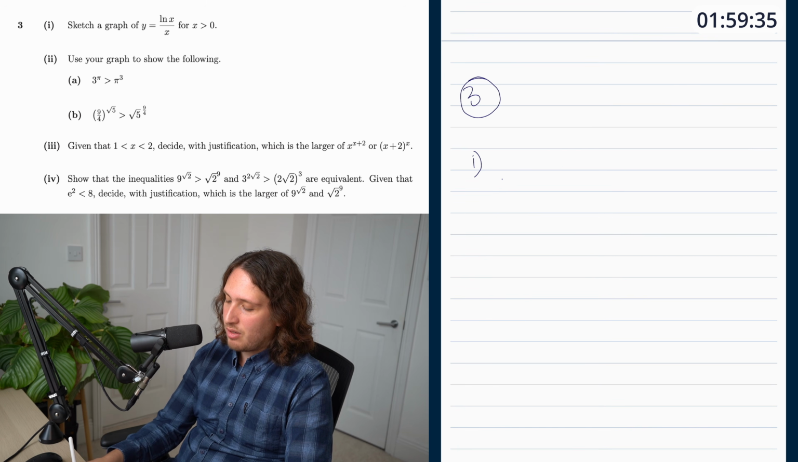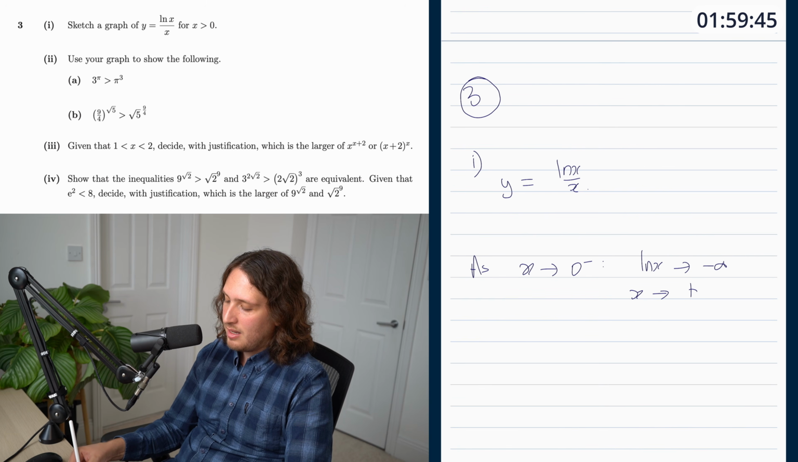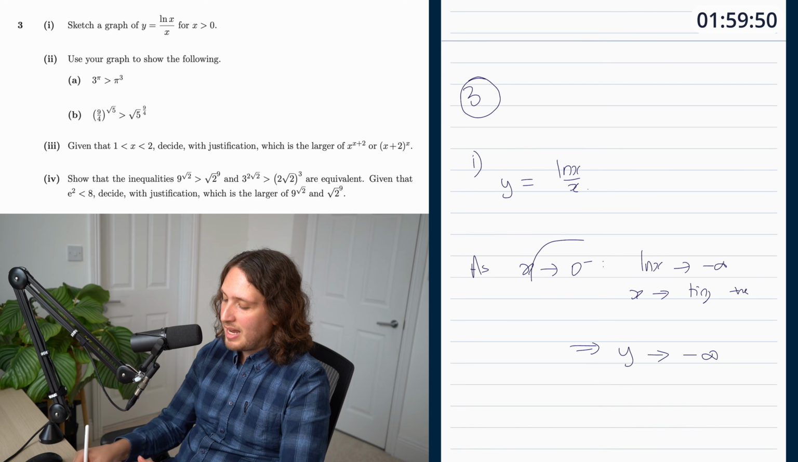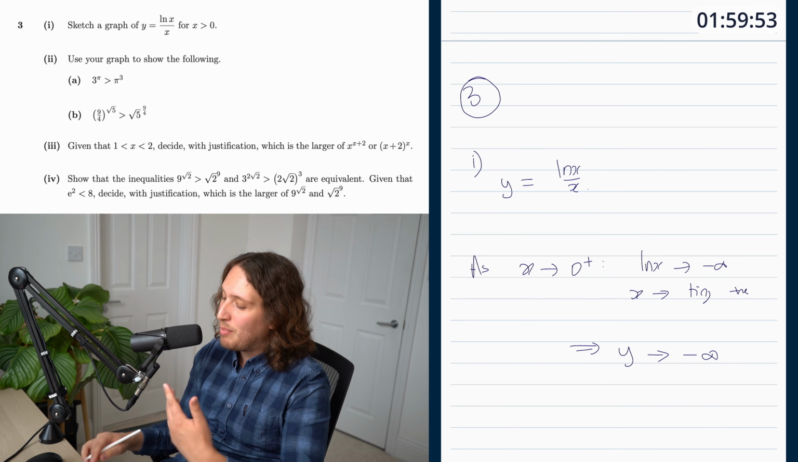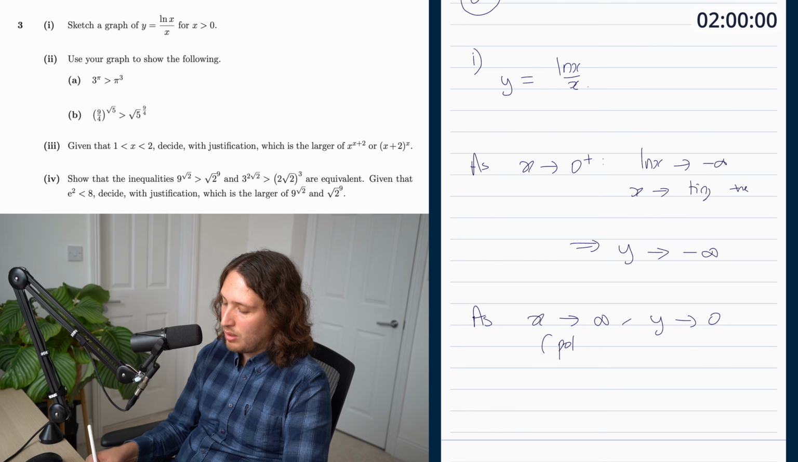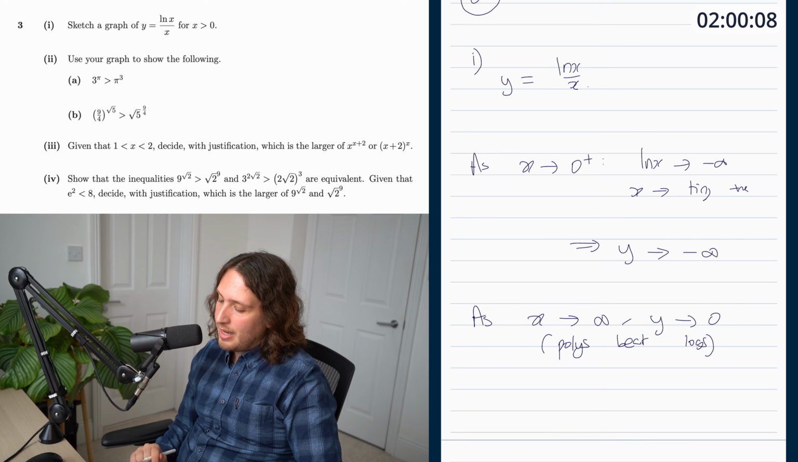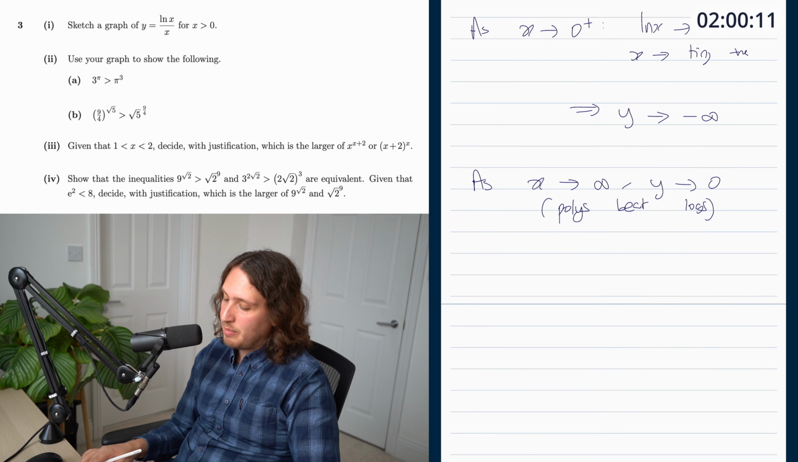So first of all, I have to sketch the graph. Right, y equals ln x over x. So as x tends to 0 from above, ln x tends to minus infinity, x tends to tiny positive, so y tends to minus infinity. So it's undefined there, but I'm thinking about what it does. Sorry, it tends to 0 from above, because negatives are illegal. As x tends to infinity, y tends to 0, and that's because polys beat logs. So obviously the numerator and the denominator are both getting big, but the numerator gets big more slowly.